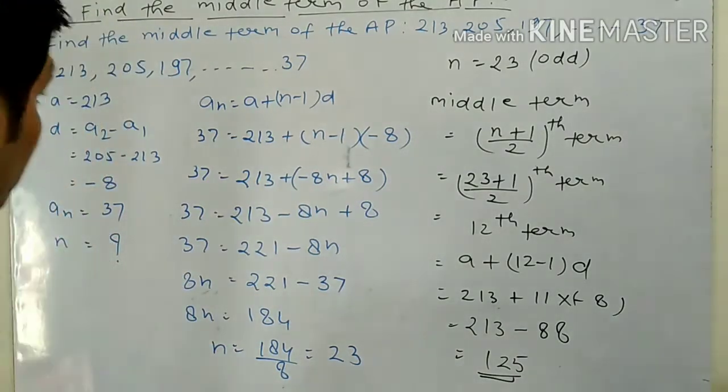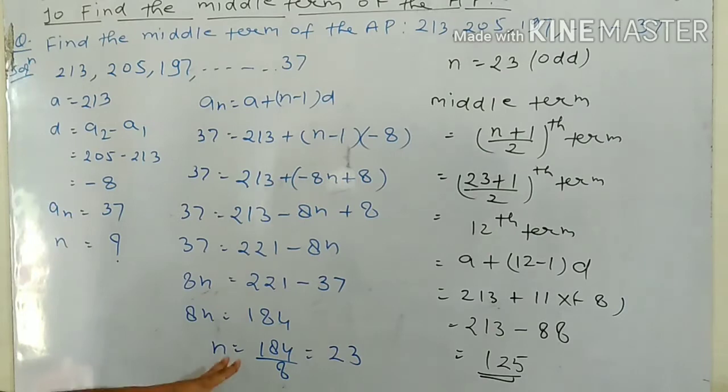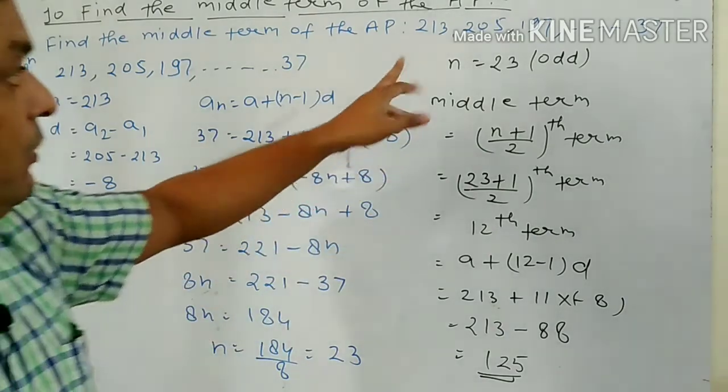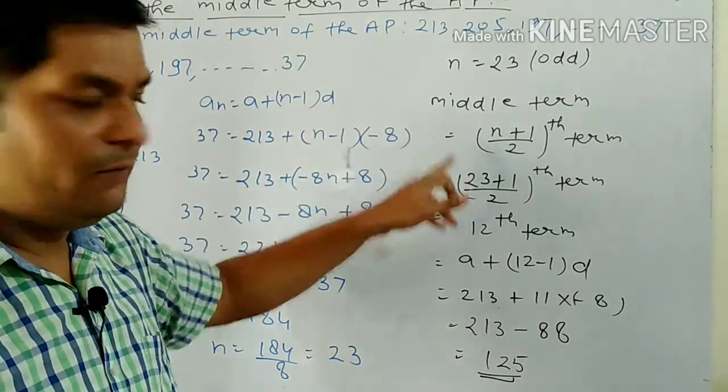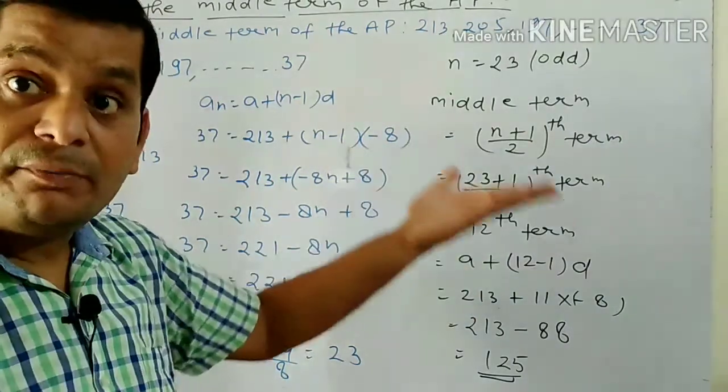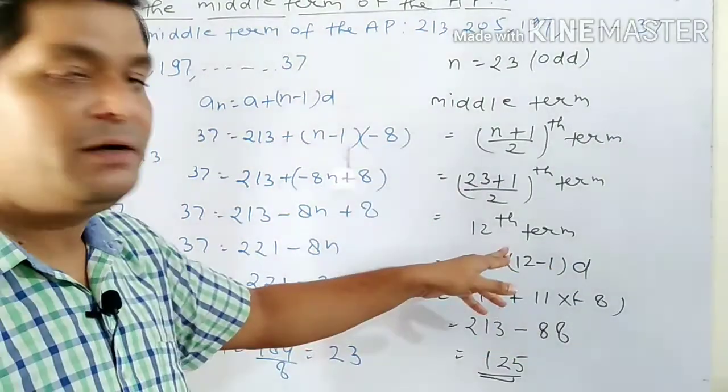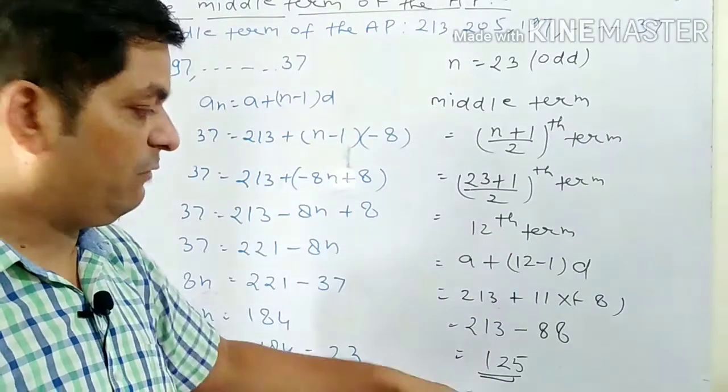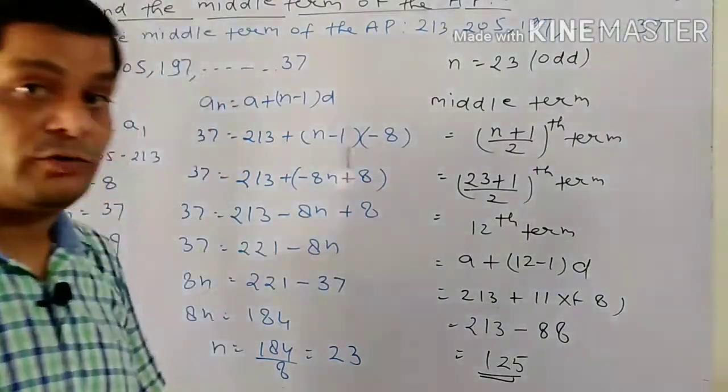By this way we will find the middle term of any AP, with the same process. Again I repeat: first we will find the number of terms. After getting the number of terms, then use this formula. After using the formula we get which term will be the middle term, and after getting the middle term, put in its value and we will get the answer. So the answer will come 125.